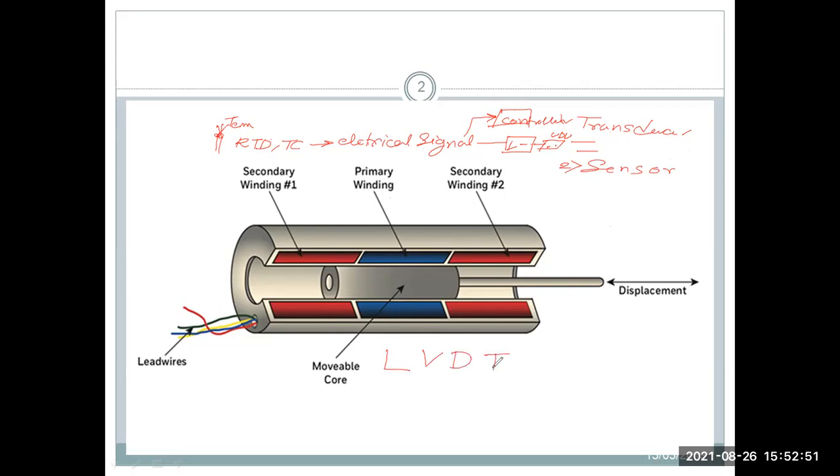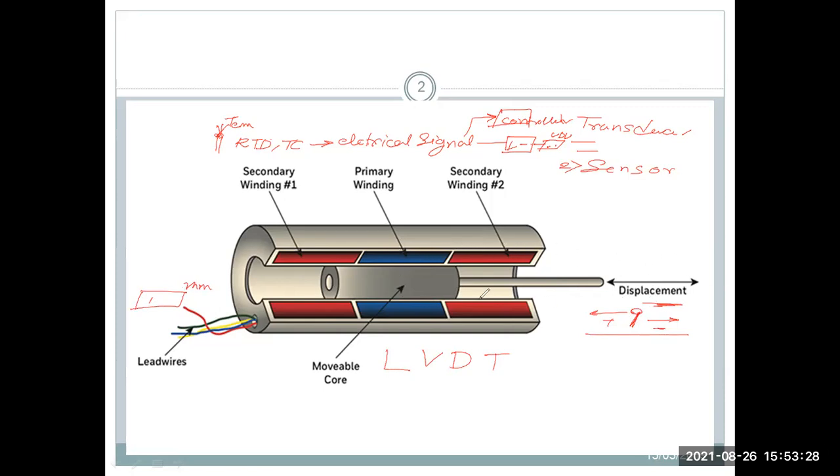LVDT stands for linear variable differential transformer. It just measures displacement. If there is any displacement, you can see there is some displacement scale. It will measure displacement in the millimeter range. If it is coming here, it may be positive. If it is going here, it may be negative, and when it comes to the scale over here, it is going to zero.